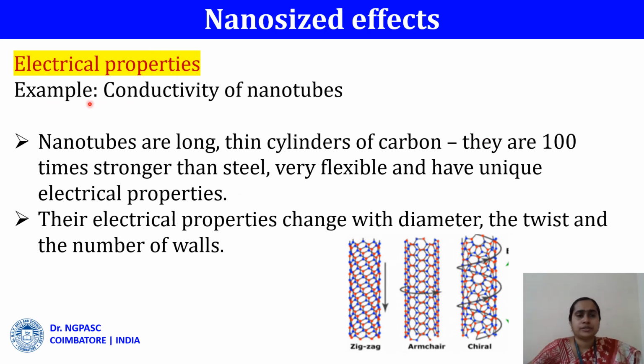And next, we go on to look at the electrical properties. The example we take is the conductivity of nanotubes. Nanotubes are long, thin cylinders of carbon, and they are 100 times stronger than steel, very flexible, and have unique electrical properties. We know the nanotubes exist in different structures: zigzag, armchair, and chiral. And depending on the twist, the number of walls, and the diameter of the tubes, the electrical properties change.